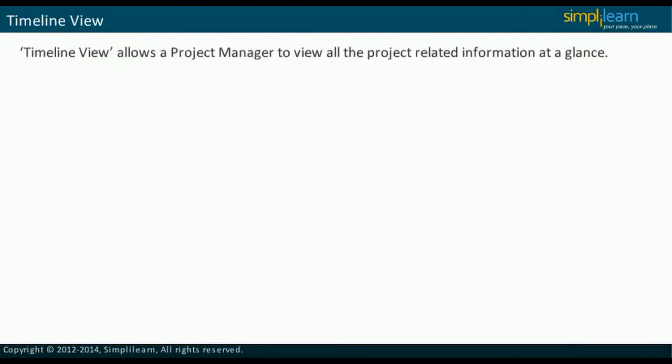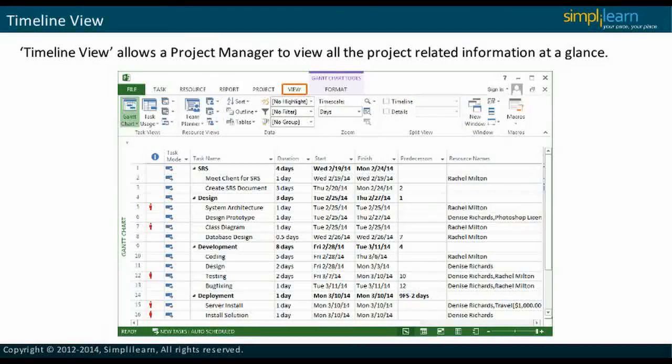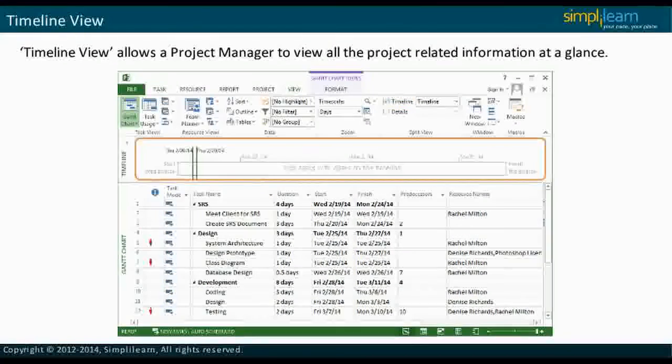The timeline view in Microsoft Project 2013 allows a project manager to view all project-related information at a glance. This view includes all the tasks and milestones in a project and also includes a task summary. Click the View tab and select the Timeline checkbox to activate the timeline view in Microsoft Project 2013. In the next slide, we will learn about the project summary.